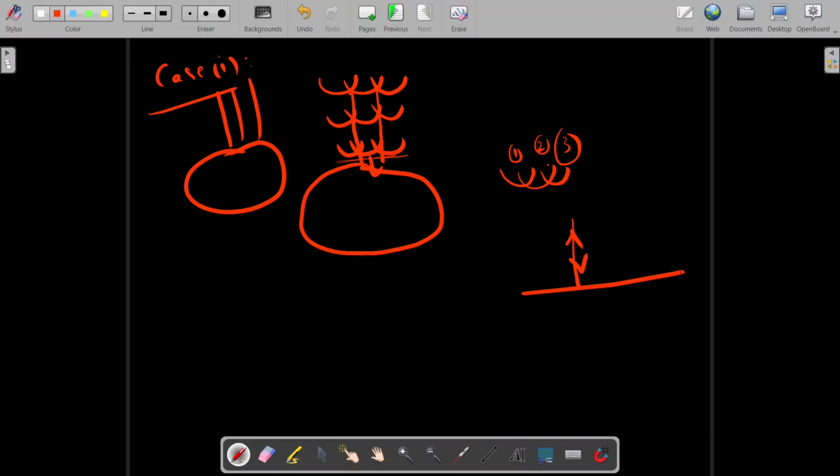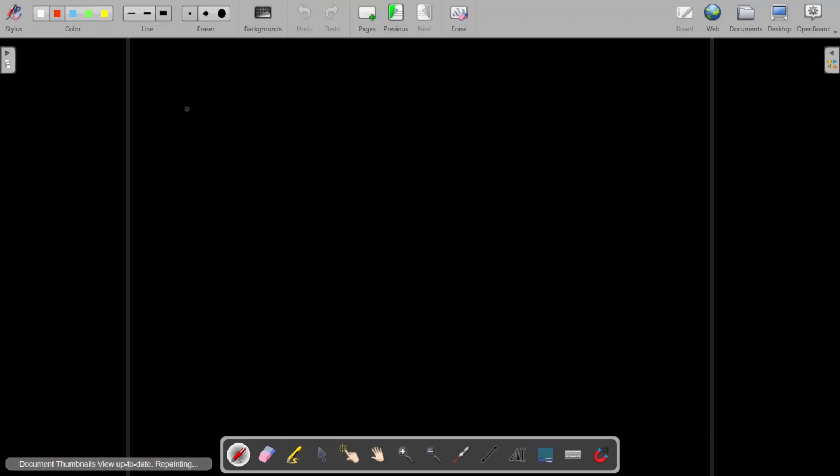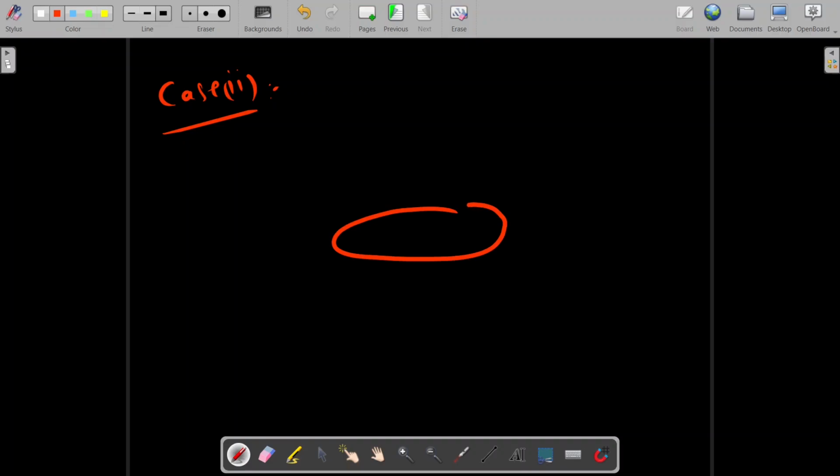Next, case 2. What if it doesn't fall perpendicularly? See, this is the electron. Don't mind the shape, I'm not a big artist. This is an electron. Here it is not coming perpendicularly like this. It is coming like this. See here, observe, like this.